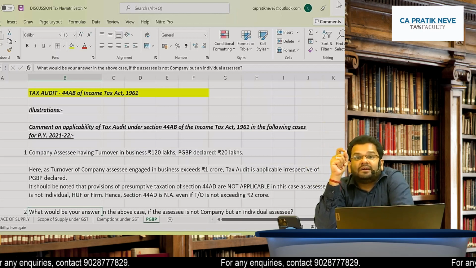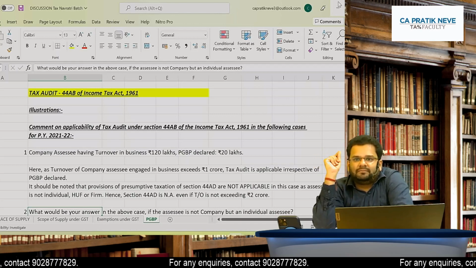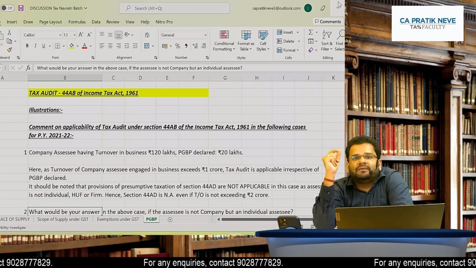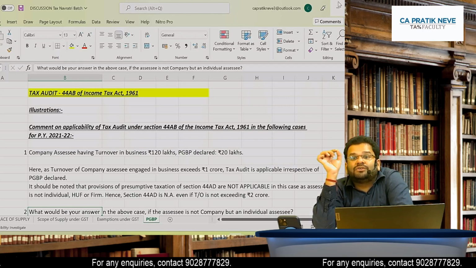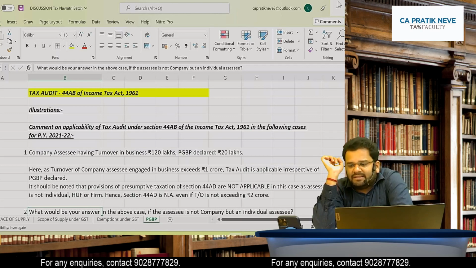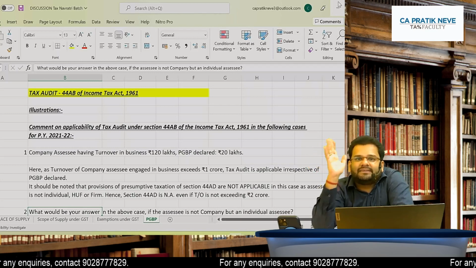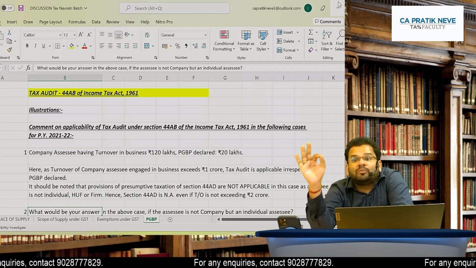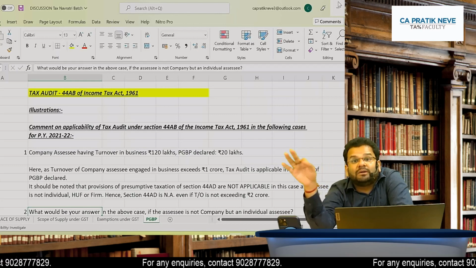And friends, last thing, 44AE. What is 44AE? It's for those businesses which are engaged in transport, leasing, hiring of goods carriages, and owning not more than 10 goods carriages at any point of time during the PY.